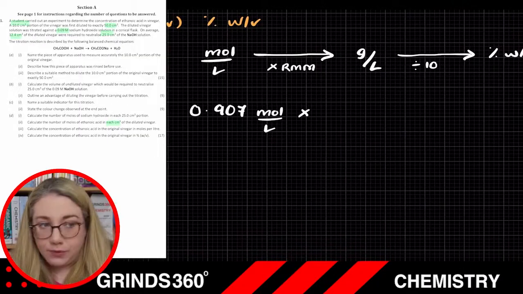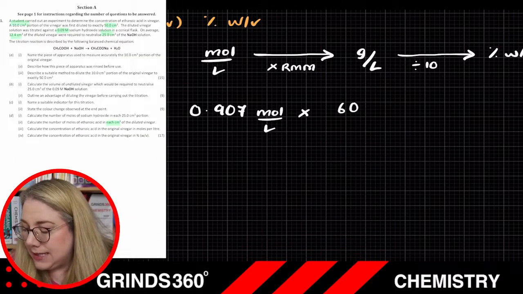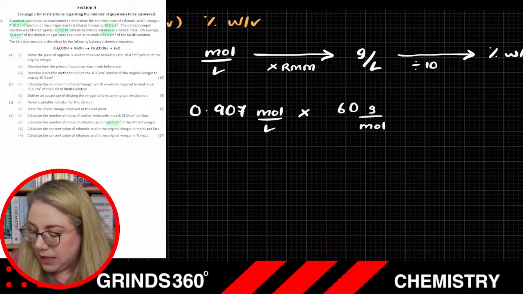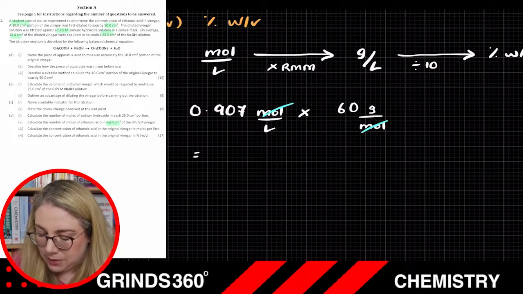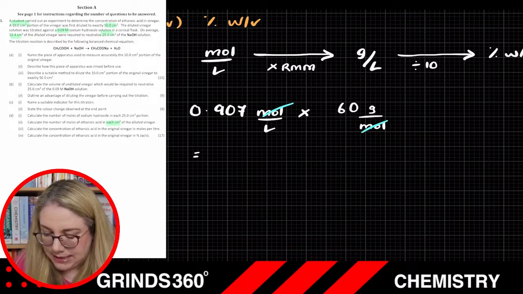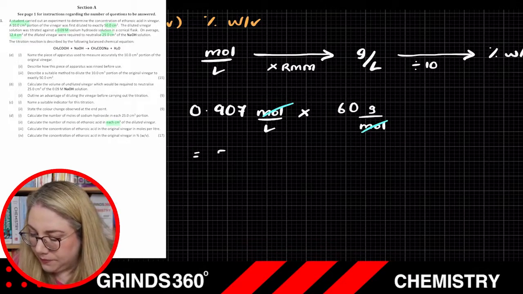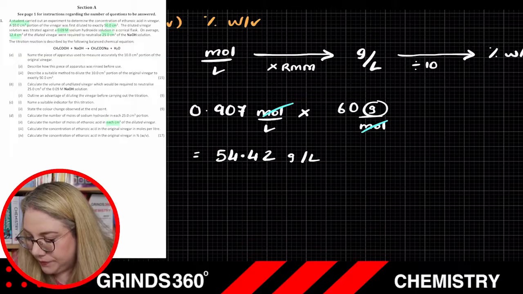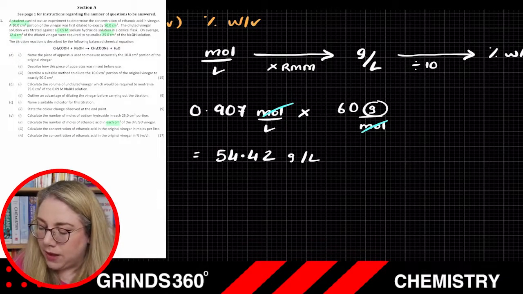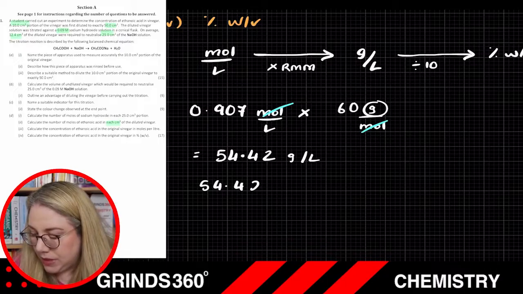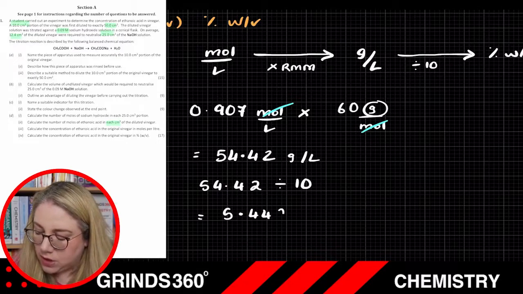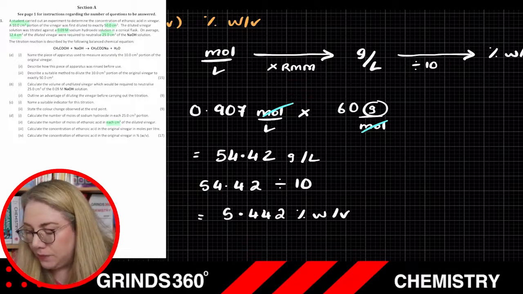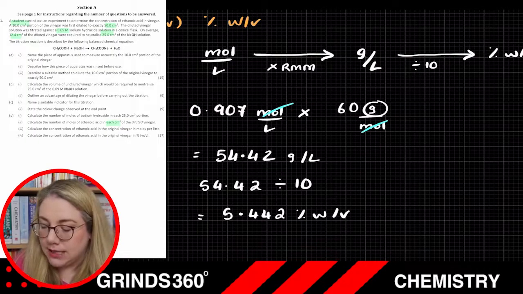Now back over here. We take our moles per litre and we multiply it by 60 grams per mole. Now when you multiply those two together, your moles cancels with moles, and that leaves me with 0.907 multiplied by 60, which is 54.42 grams per litre. Now, to get your percentage weight per volume, you take 54.42 and you divide by 10. And that's going to give me 5.442% weight per volume.